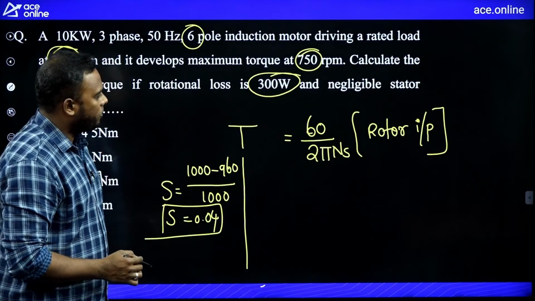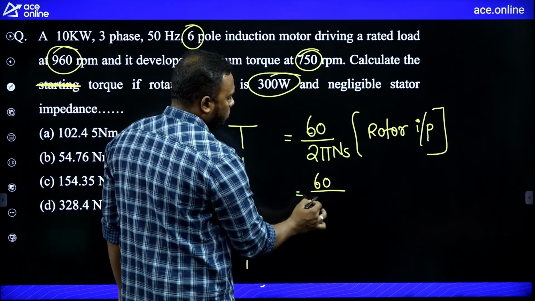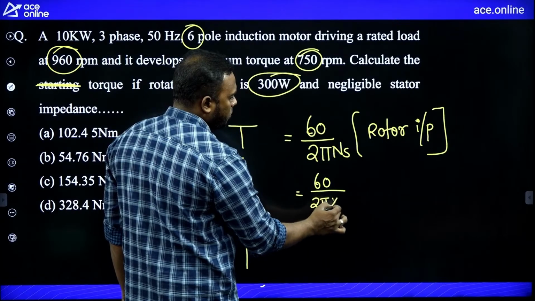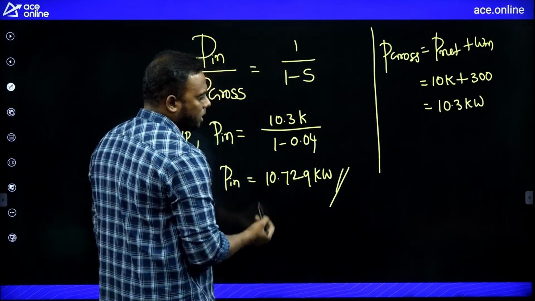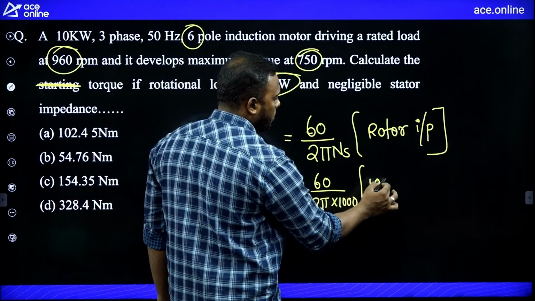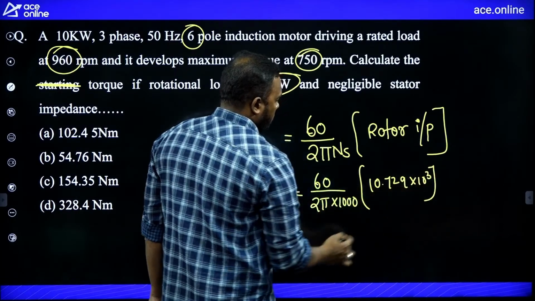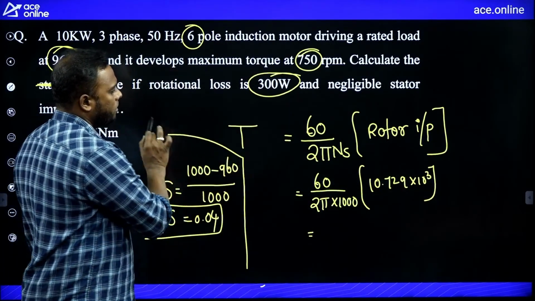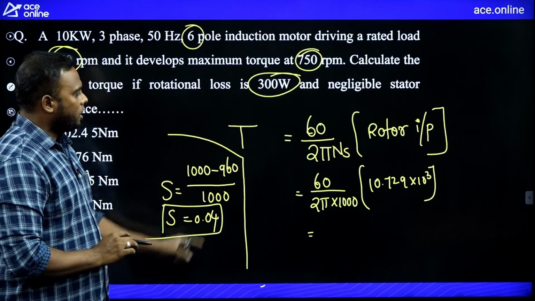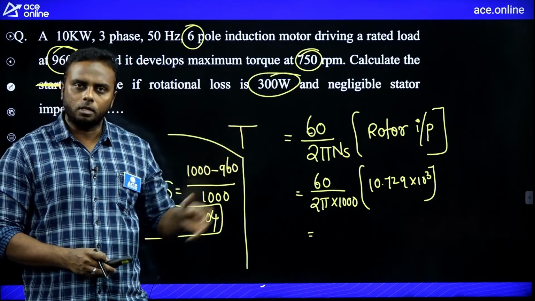Now substitute in this equation, we get torque equal to 60 by 2 pi ns. Ns is 1000 rpm. Rotor input we got how much? 10.729 kilowatt into 10 cube. Calculate this, we get the starting torque. Not starting, it is struck out in the question also, because it is running at some condition. So at that time we have to find out the torque.